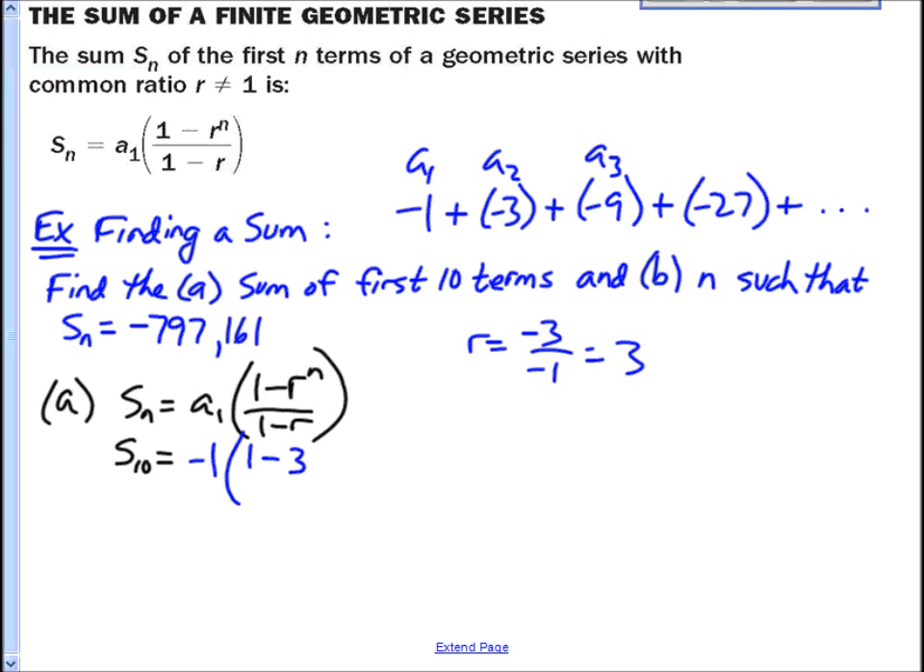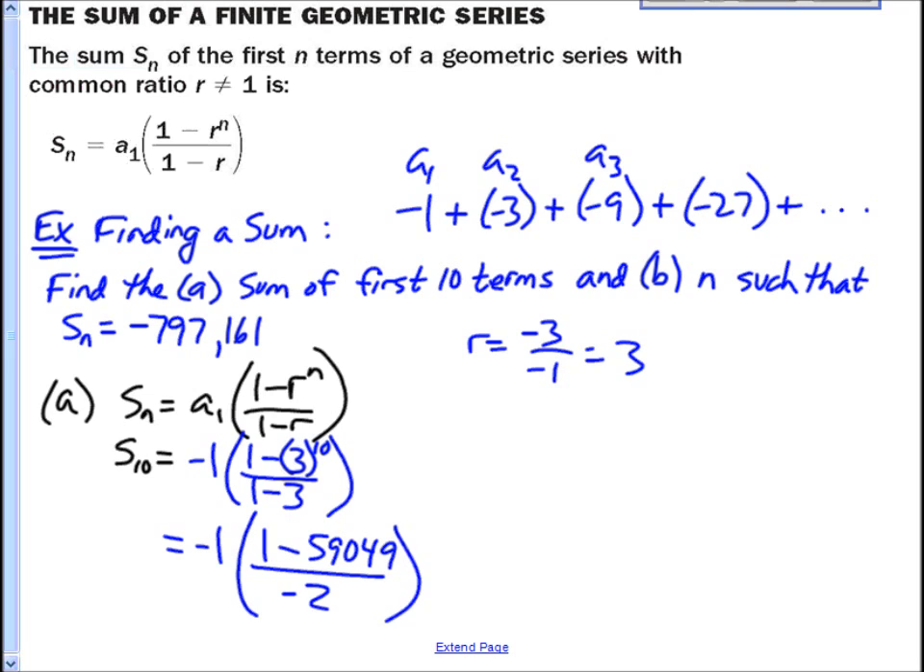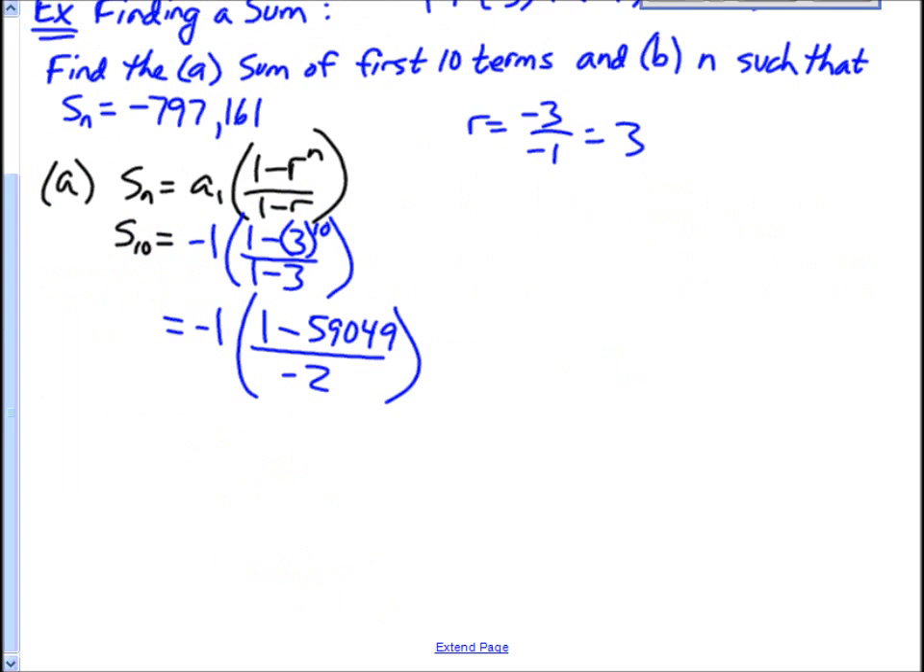So 1 minus 3 to the n power. Now our n is 10, right? n is 10 because we're finding the sum of the first 10 terms. Over 1 minus, again, our common ratio, 3. So we got negative 1 times (1 minus 3 to the 10th), I don't know, got to punch that in here. 59049 over negative 2, 1 minus 3. Okay, keep going on this.